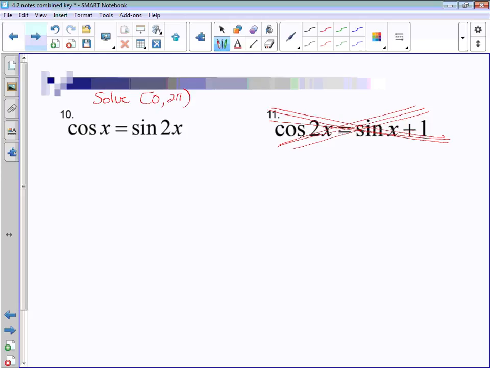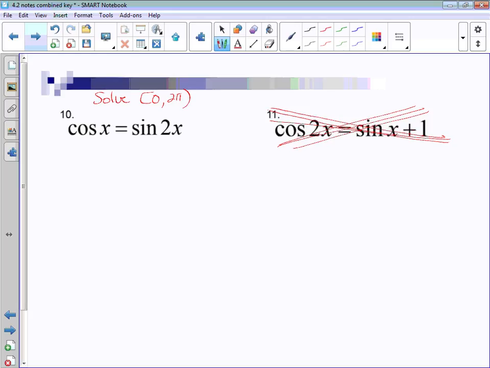All right, guys. Again, we're going to solve from 0 to 2 pi. We are only doing number 10 here. I'm going to help you with this one because it looks different. Do I have a sine and a cosine? Our other ones would have been sine of 2x equals a number, right? Because it equals cosine, you have to do something different.